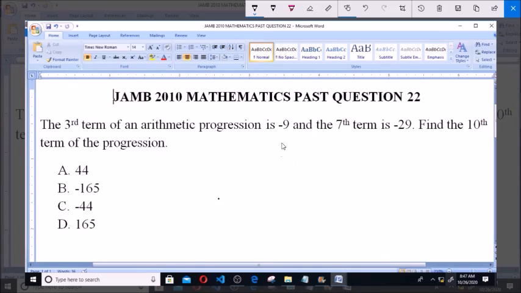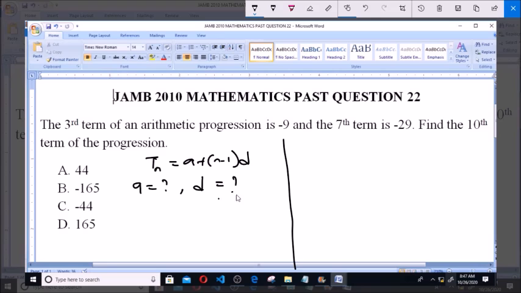Now for us to find the 10th term of this progression, since we know that to find a term Tn is equals to A plus n minus 1 multiplied by D, A being the first term and D being the common difference. This is an arithmetic progression. To find the 10th term, we have to know the first term, which is A, and the common difference, which is D. We're not given the first term and common difference, but we have to get them from the information given to us.